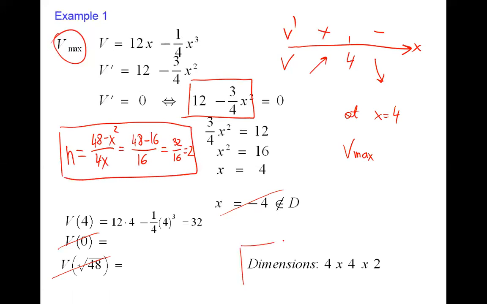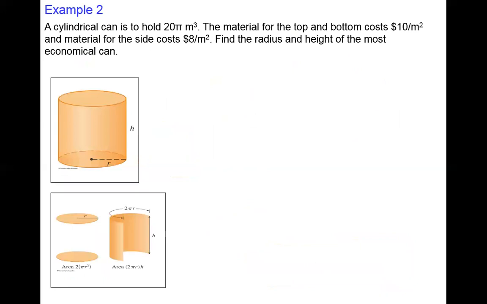Sometimes the question asks for the maximum volume, but in this case the 32 was not even required. The dimensions are 4 by 4 by 2, and that's definitely a maximum. Remember the first derivative test. Okay, that's what we will do. Let's look at example number 2.